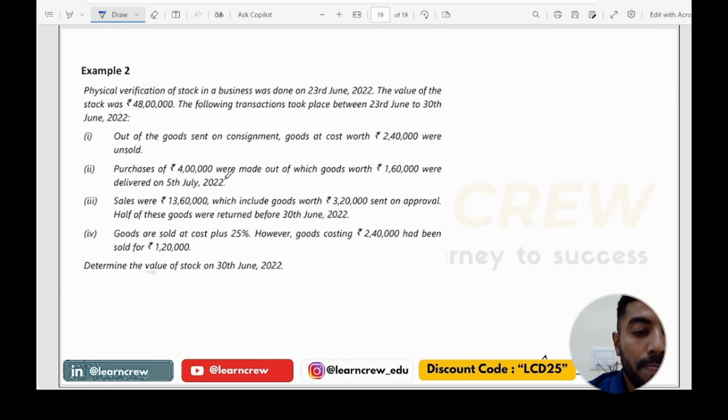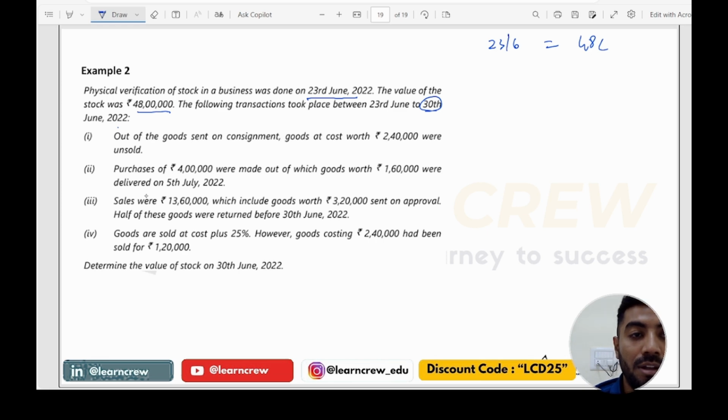Example number 2. Here, physical verification of stock in a business was done on 23rd June. The value of stock was 48 lakh. The following transactions took place between 23rd June and 30th June. So we need stock as on 30th June, but stock is given on 23rd June, that is 48 lakhs. So we need to add purchases, sales, all that, plus or minus.